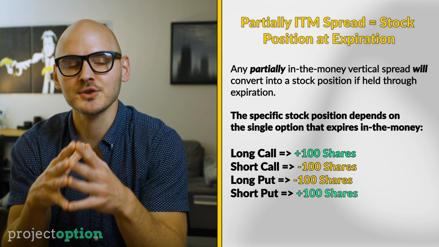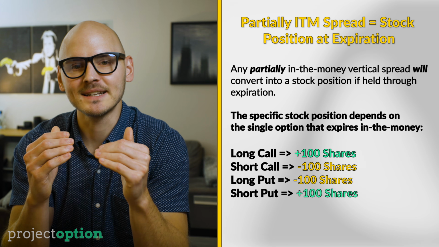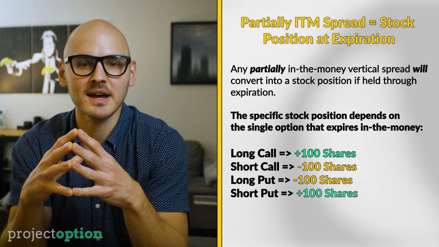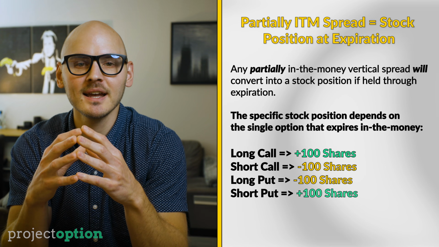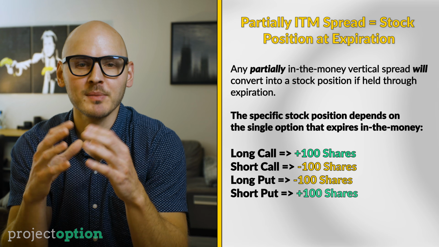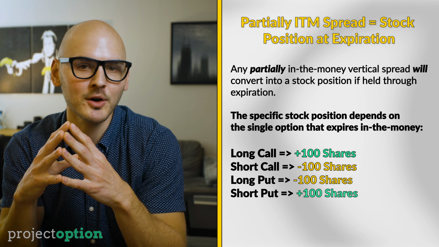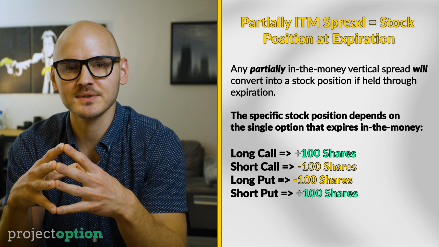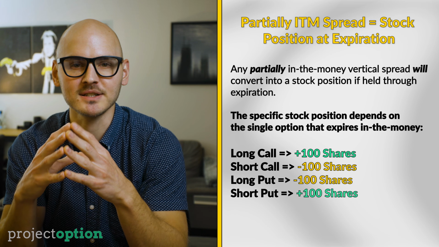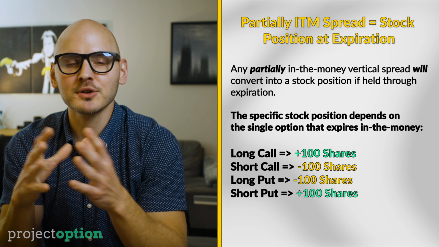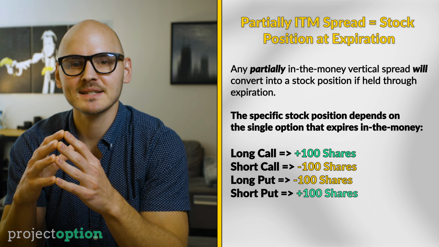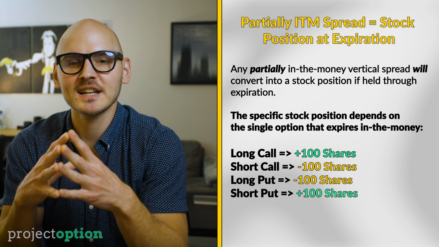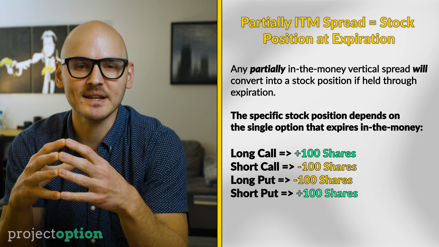So I will end up with a stock position, which would be shorting 100 shares of stock at the put strike price of 100. But the 90 put that I shorted initially will expire out of the money because it doesn't have any intrinsic value if the stock price is at 93, and because of that the 90 put will expire worthless, but the 100 put that I owned will be exercised automatically, and I will effectively short 100 shares of stock at that put strike price of 100. So if your vertical spread is only partially in the money, meaning the stock price is in between the strike prices when it expires, if you hold that spread through expiration, you will end up with a stock position.